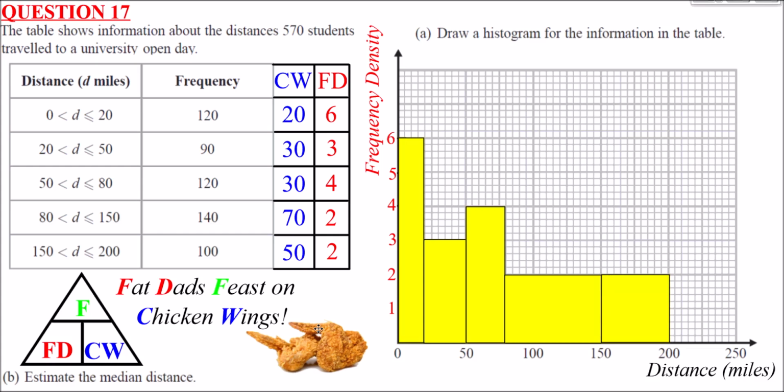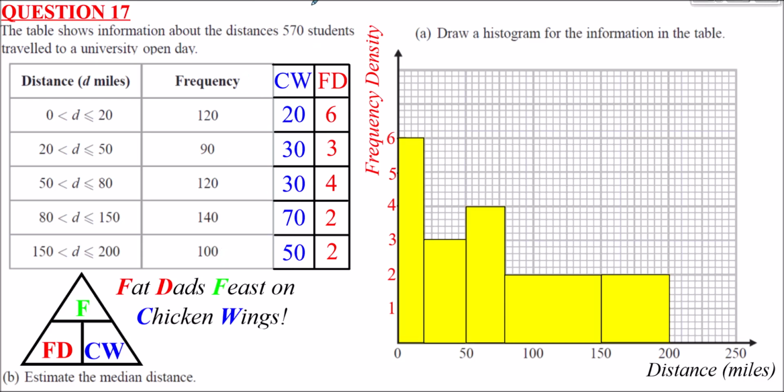That's the histogram drawn. The next part is to estimate the median distance. Well, here we just need to remember what the median actually is. So the median is going to be the halfway value. So here, I just have to say goodbye to my chicken wings for a second. You've served your purpose. Bye-bye. Right, so the median is the halfway point.